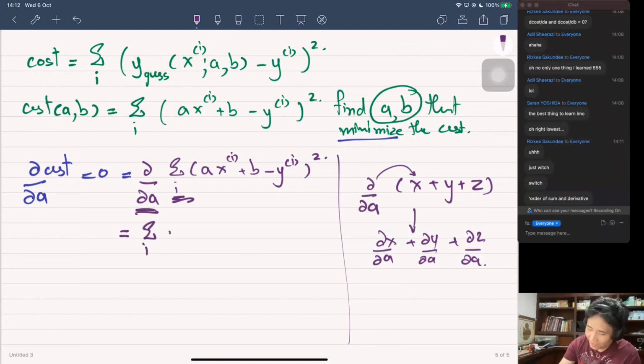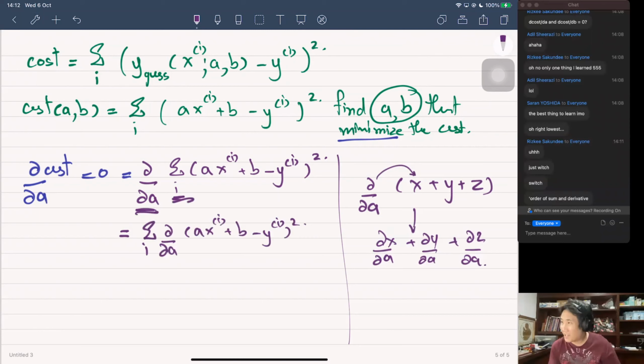So this thing is a sum over i of d by da of (a x_i plus b minus y_i) squared. You can actually prove it, but you guess it. You should be able to switch it, and the thing that backs it up is the fact that you can distribute the derivative. Is everyone good? So one thing you learned today: the derivative of the sum is the sum of the derivatives. So yes, you can switch them.